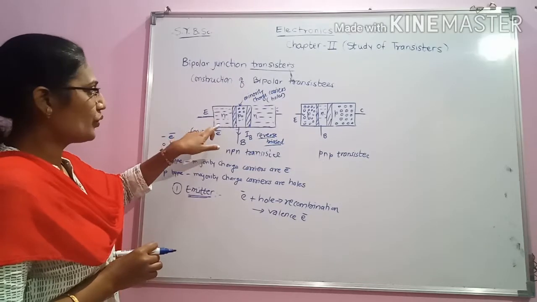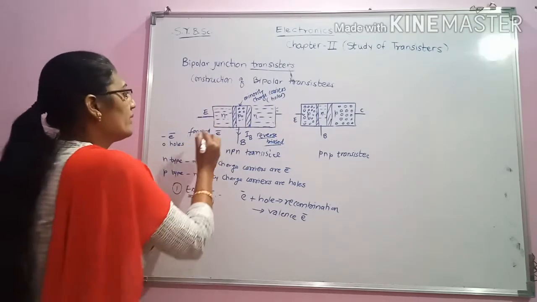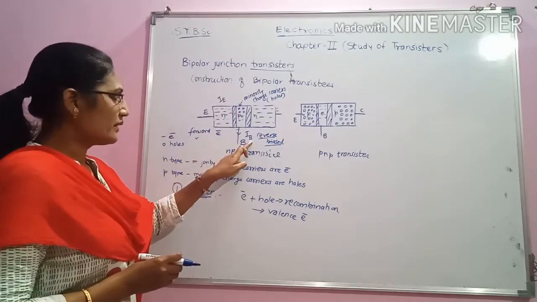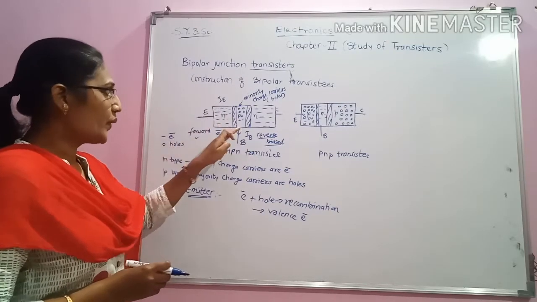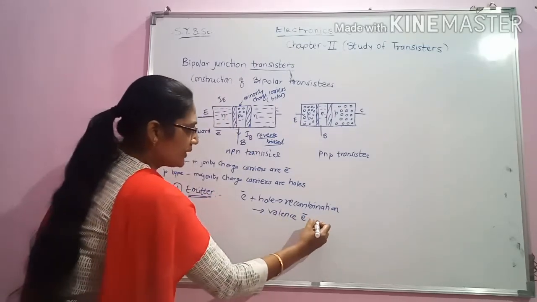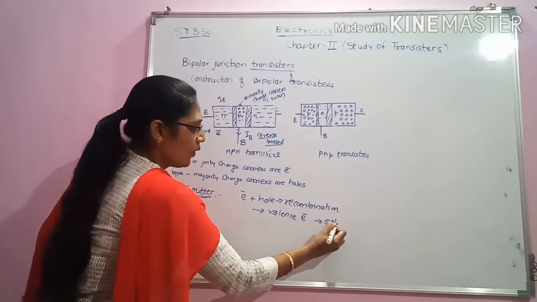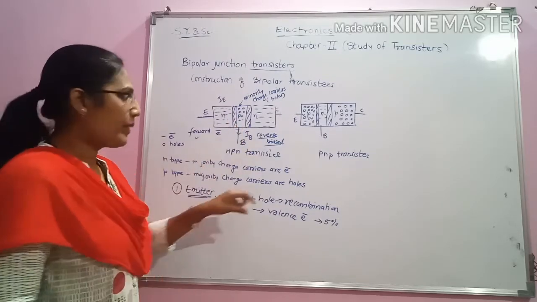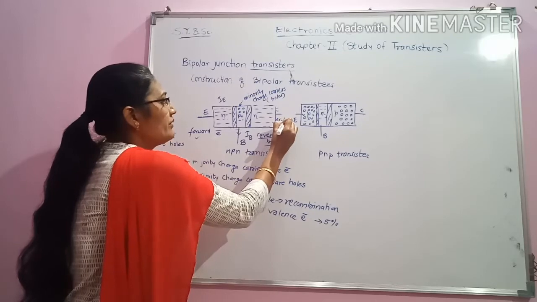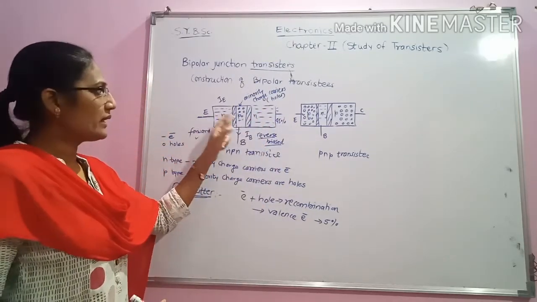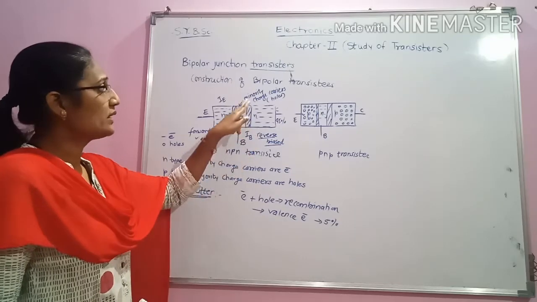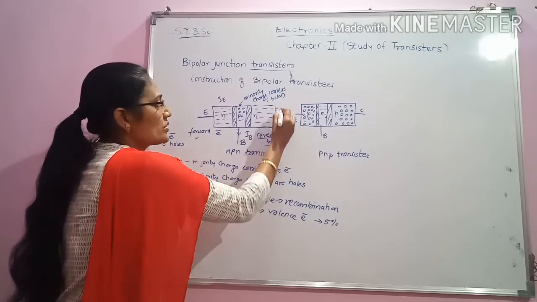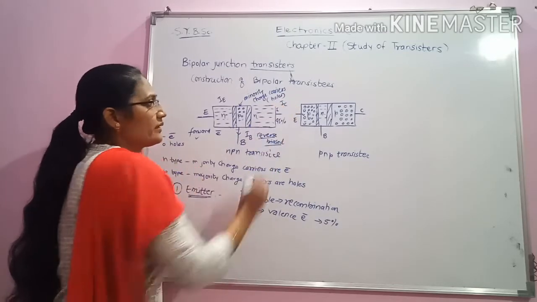When current starts to flow through the emitter, there will be an emitter current, i.e. IE. Therefore, base current is formed, emitter current is formed. Now, about 5% of the holes and electrons will get recombined in this section of base, and about 95% of the electrons will get transferred through the collector base junction, and hence these electrons will give rise to a collector current IC.